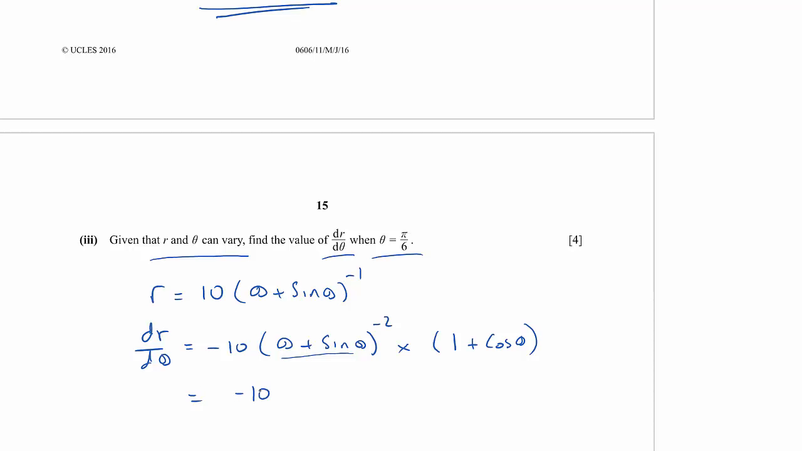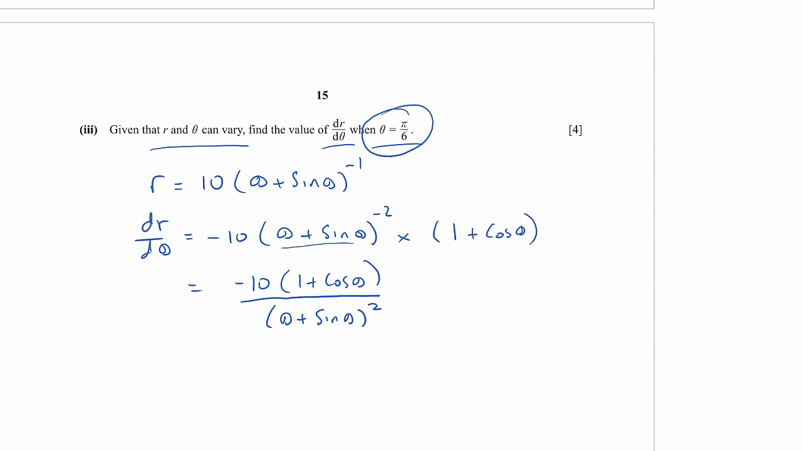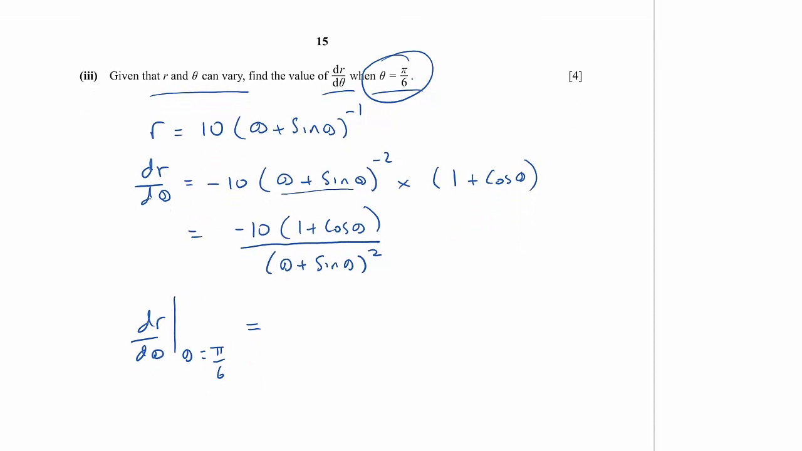So that's going to give me negative 10 times (1 plus cos theta) over (theta plus sine theta) squared. And we want dr d theta when theta is pi by 6. So dr d theta, given that theta is pi by 6, I don't think that's going to give us anything nice, even if we just use our standard angles. So I think I might go for a calculated answer here.